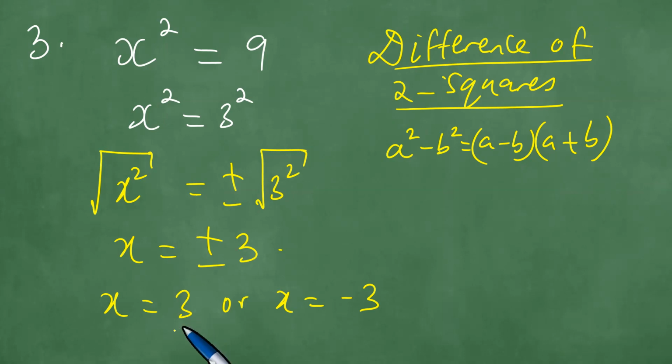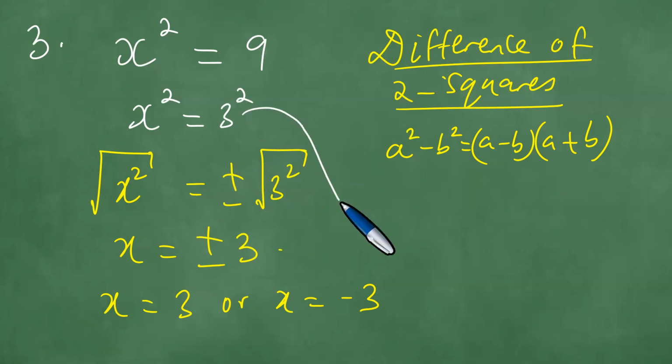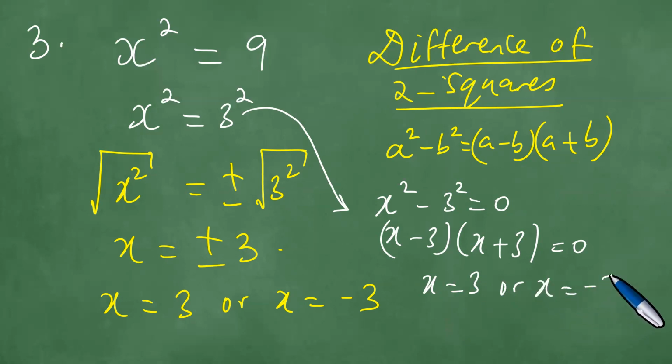Any questions, people? But I must indicate that it's not the only way to do the question. Another kid from another school can do this differently. They can take the 3 squared to the other side and then use the difference of 2 squares from grade 10. Because if you have a squared minus b squared, it is a minus b into a plus b. So here you would have x minus 3 into x plus 3 equals 0. Once a kid gets to this, they get x equals 3 or x equals minus 3. You get the point.